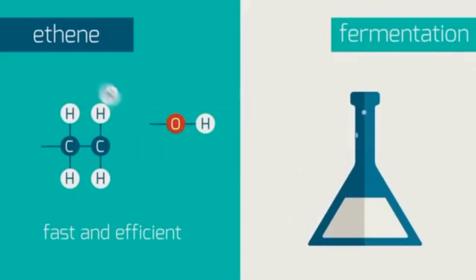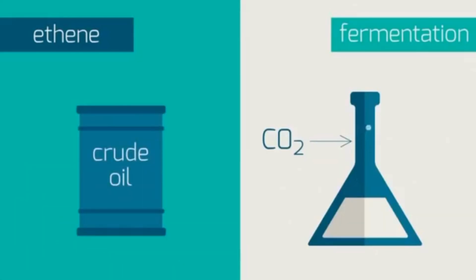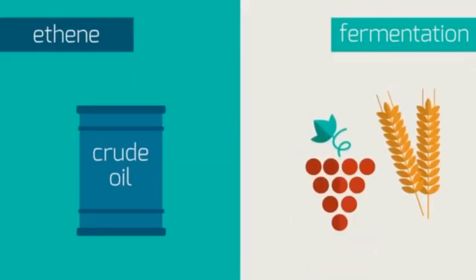Fermentation also yields carbon dioxide, which isn't useful to us. But ethene is cracked from crude oil, which is a non-renewable resource, so we won't be able to carry on acquiring it this way forever. Plant sugars, on the other hand, are a renewable resource.